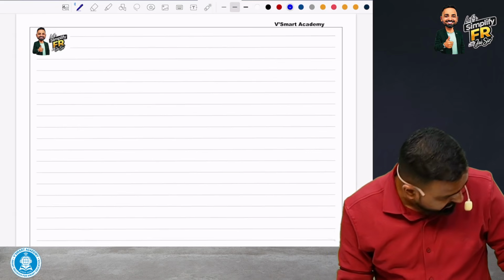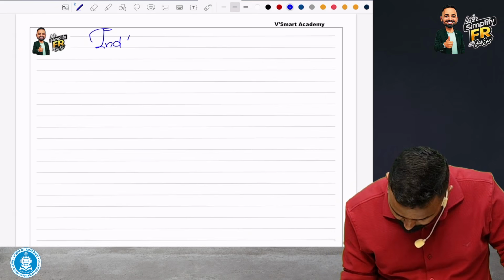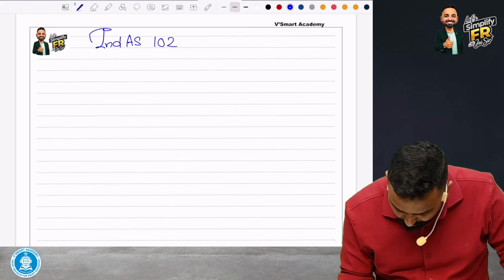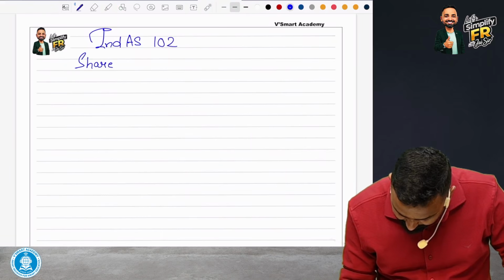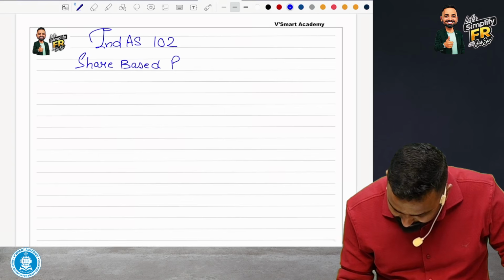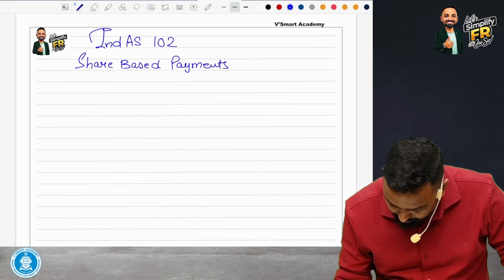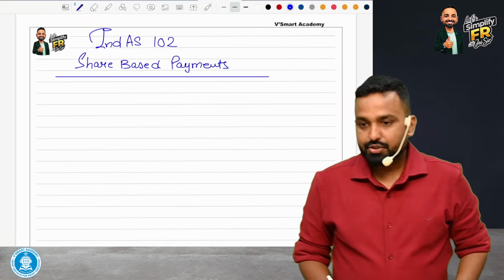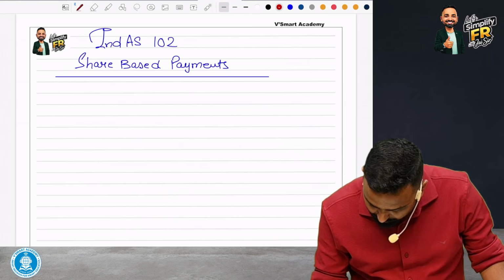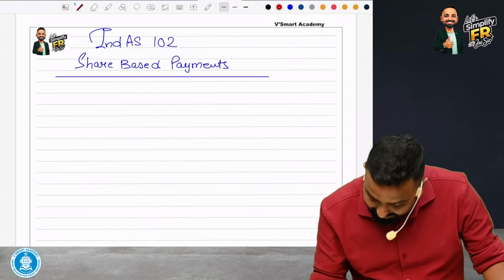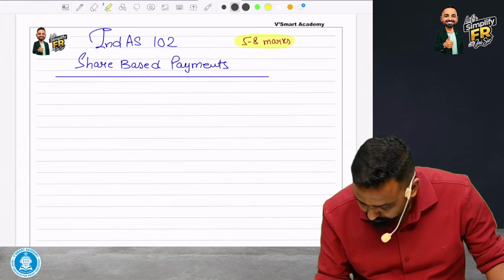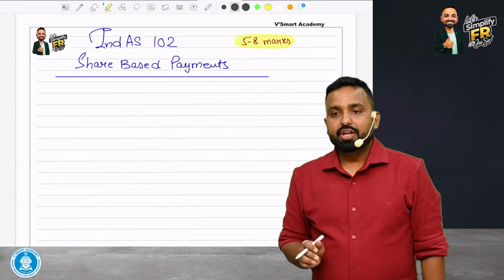Our first chapter is Ind AS 102, share based payments. It has a weightage of 5 to 8 marks in descriptive. We are not talking about any MCQ.